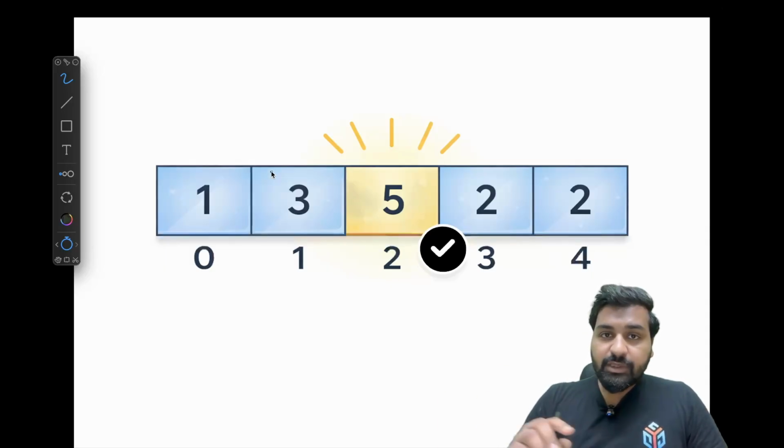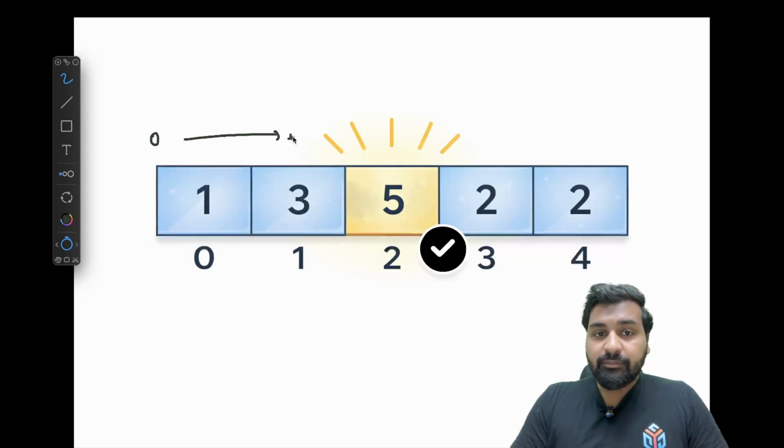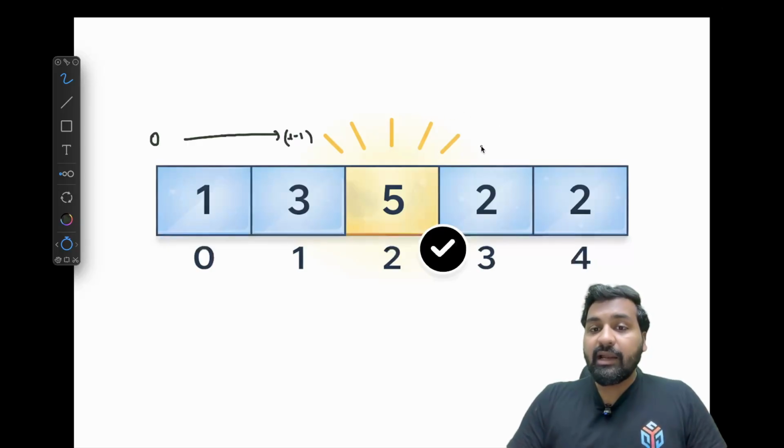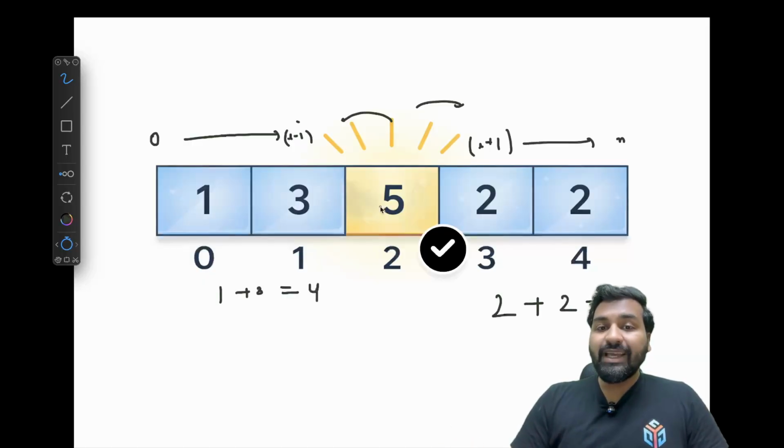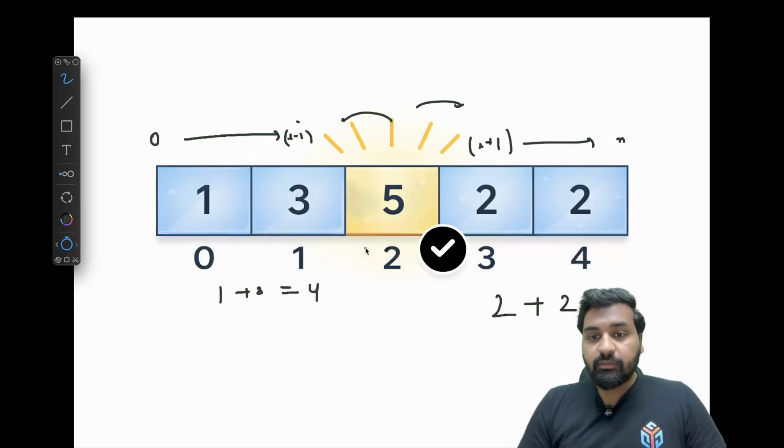It is because, as the question said, from elements 0 to I minus 1, and I plus 1 to n, the sum of all these elements on the left and right of that index should be equal. So here you can see 1 plus 3 is equal to 4, right? And here also 2 plus 2 is equal to 4. Okay. So we have to find this index in any array, right?